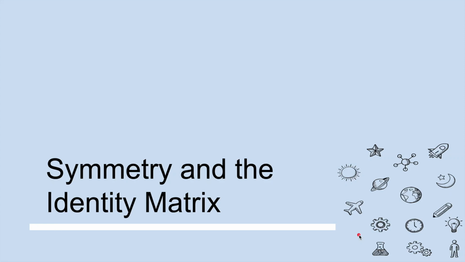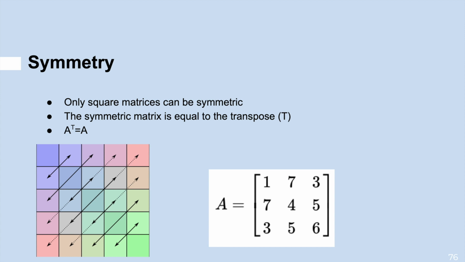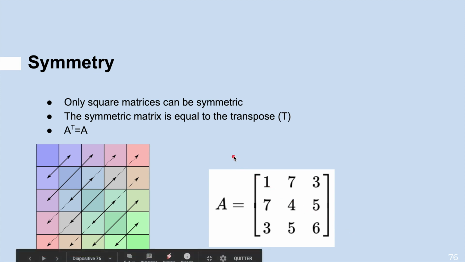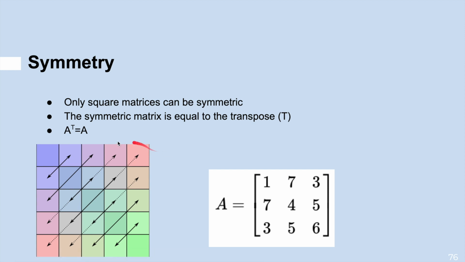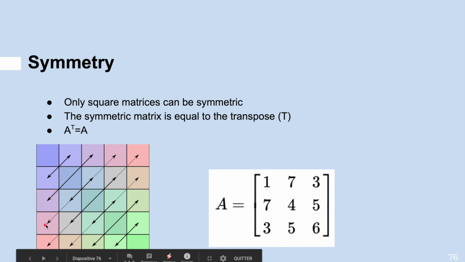This video is going to be all about symmetry and the identity matrix. To start off with symmetry, it's important to know that only a square matrix can have any type of symmetry. Square matrix means it has the same amount of rows as it does columns.